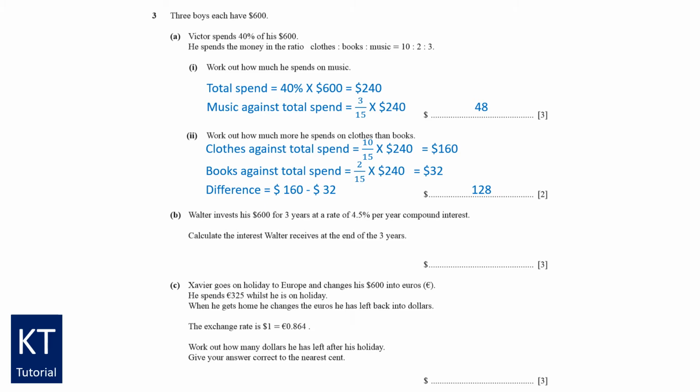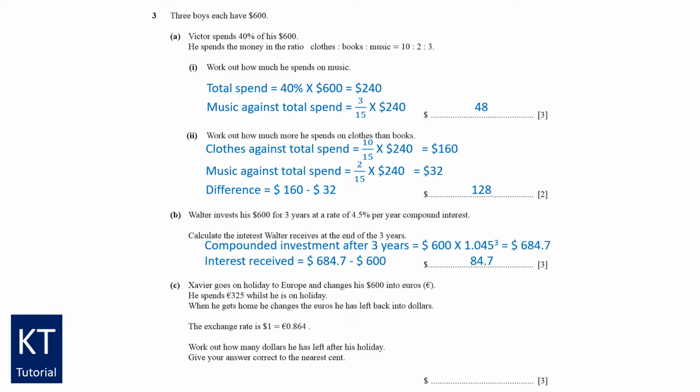Next, Walter invests his $600 for 3 years at a rate of 4.5% per year compound interest. Calculate the interest Walter receives at the end of the 3 years. The compounded investment after 3 years is $600 times 1.045 to the power of 3. The interest received would be this minus $600.